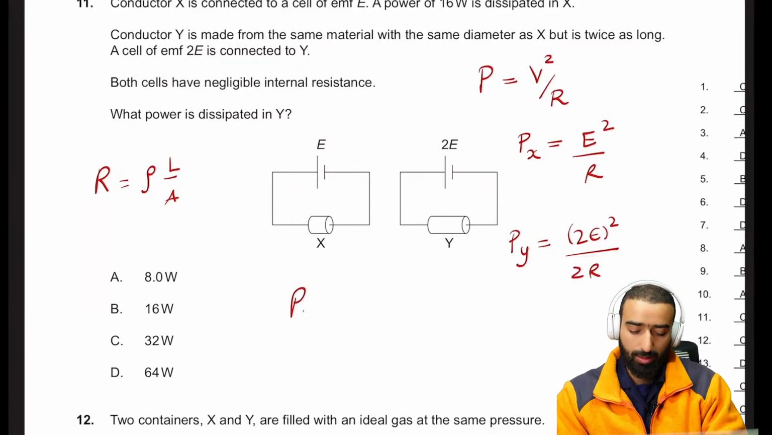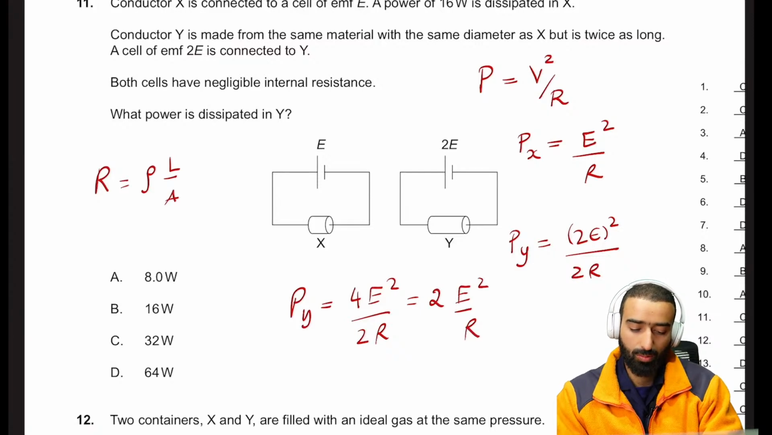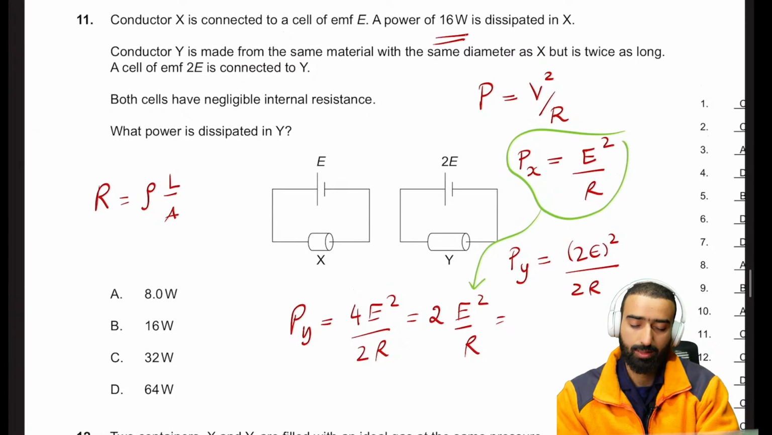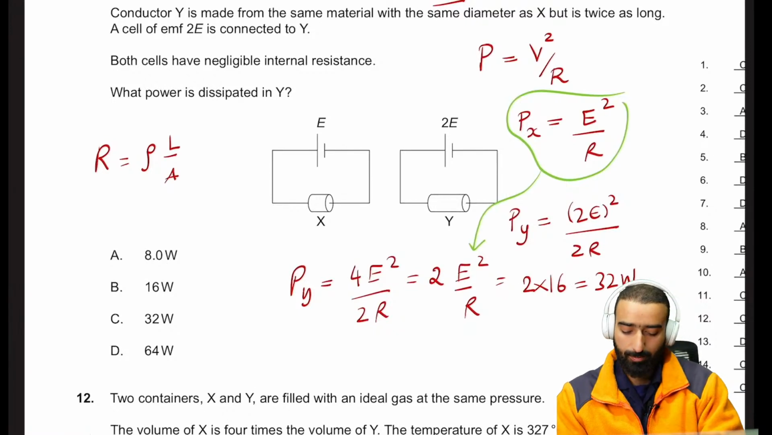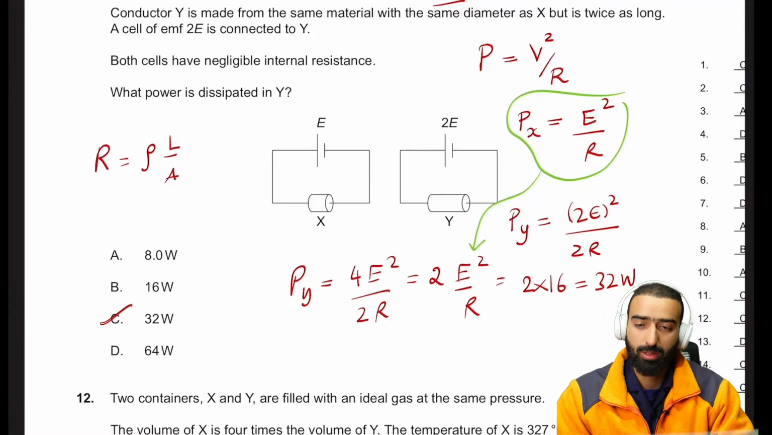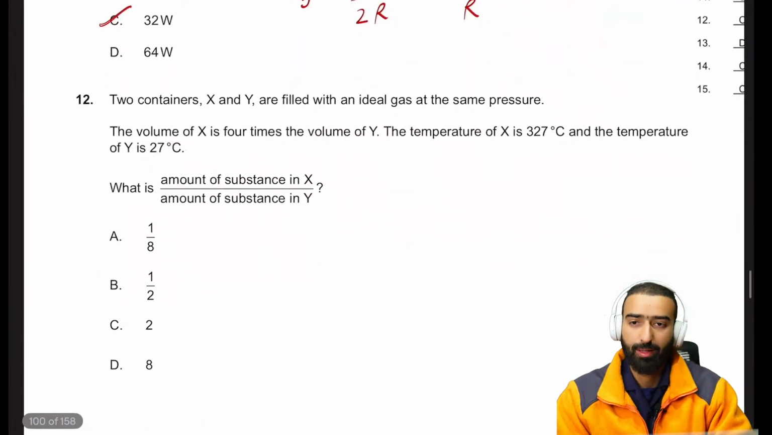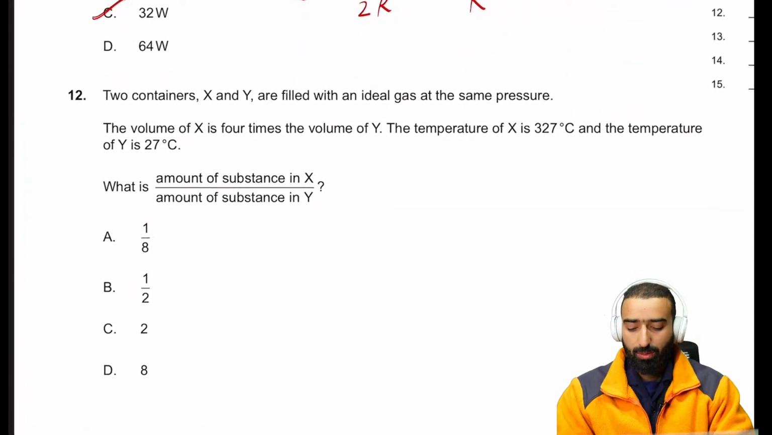Now I can solve this, make this simpler. This will become 4E squared over 2R. This becomes 2 times E squared over R. What's E squared over R? It's the power dissipated in X, which is given to us, that's 16 watts. So we do 2 times 16. This becomes 32 watts. So that solves this part. Let's move to the 12th question.